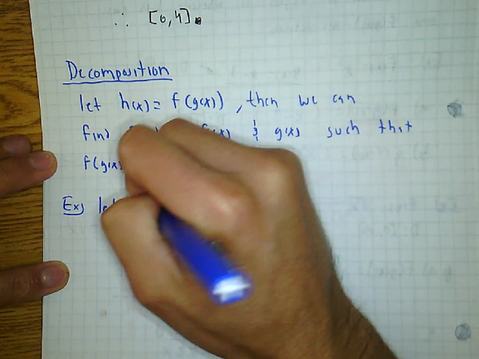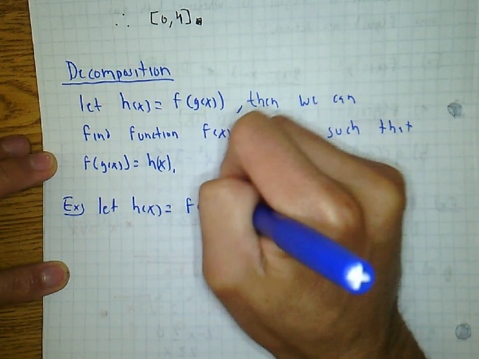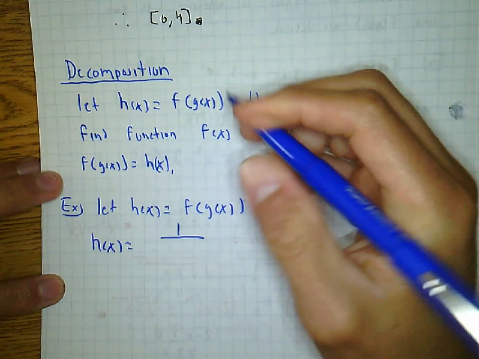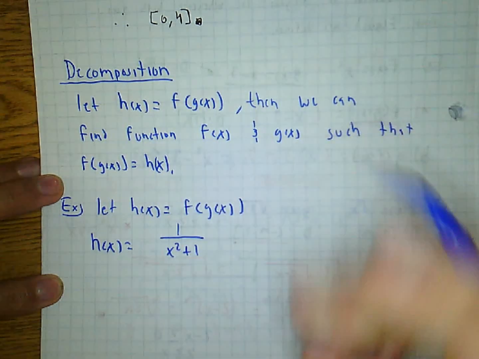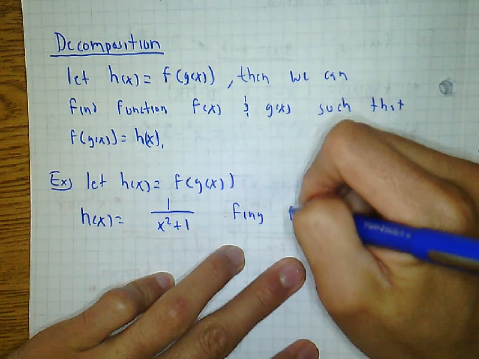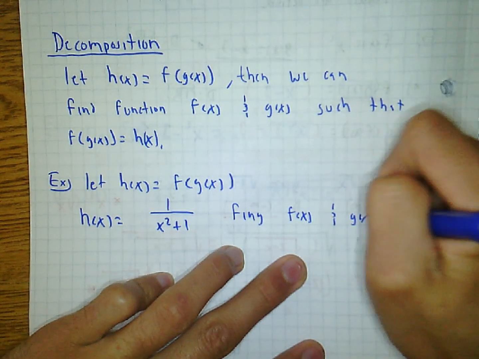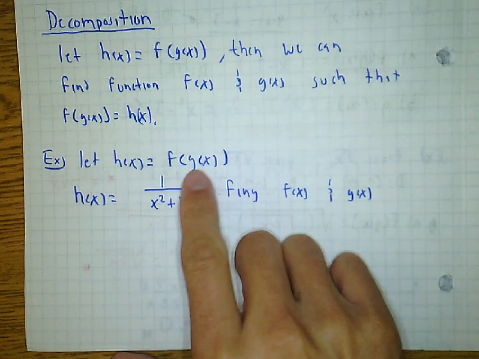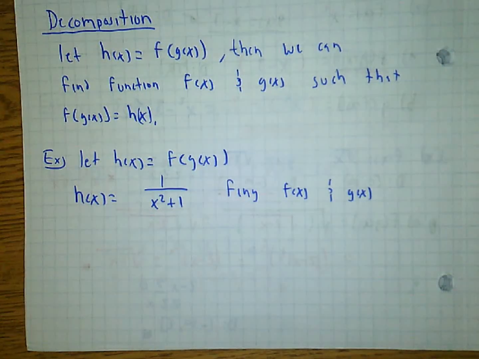Let h of x equal f of g of x, and let's say that h of x is equal to 1 over x squared plus 1. Your job would be to find what f of x is and what g of x is. All right, by the way, there are multiple answers. What I encourage my students to do is use the same trick I use with the parentheses. When there are no parentheses, I recommend that you throw parentheses somewhere in here to help you out.